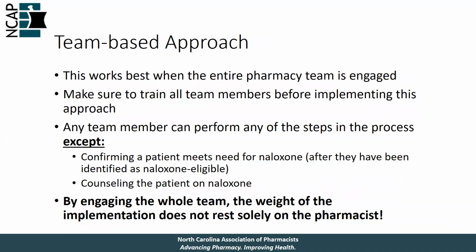Any team member can perform any of the steps in this process except for two of them, and the pharmacist has to do those two steps. The only two steps that the pharmacist has to do are confirming that a patient meets the need for naloxone, and this is after someone else has already identified them as a naloxone-eligible patient. And the only other thing that a pharmacist has to do is counseling the patient on naloxone and then offering to sell it. Otherwise, anybody can do any step of this approach. So when we engage our entire team here, the weight of the implementation doesn't rest solely on the pharmacist, and that will make it a lot more successful.